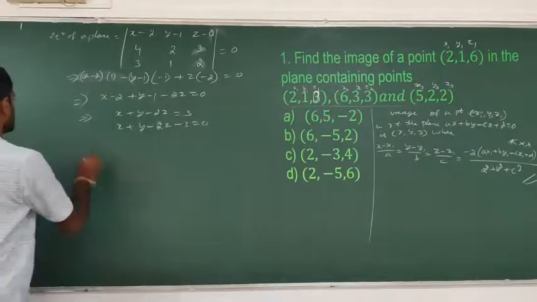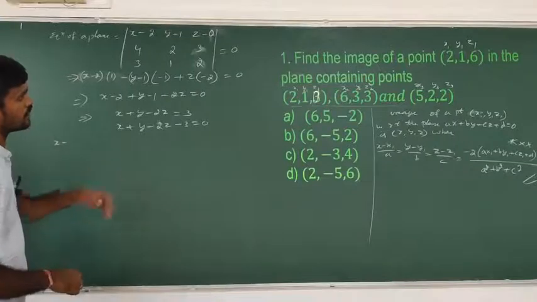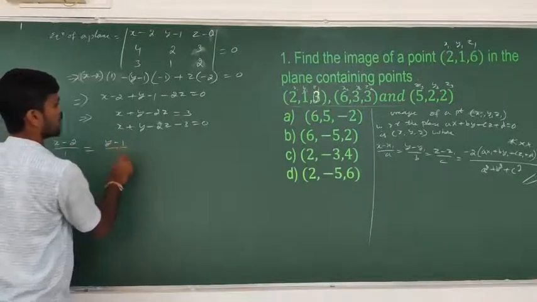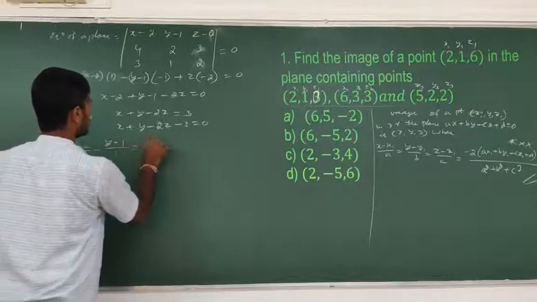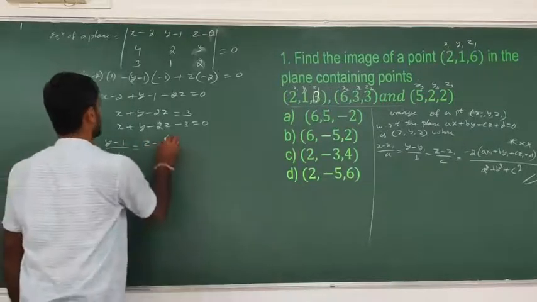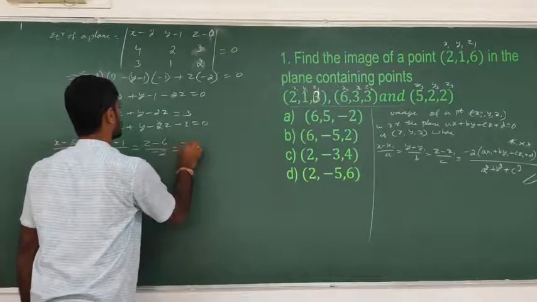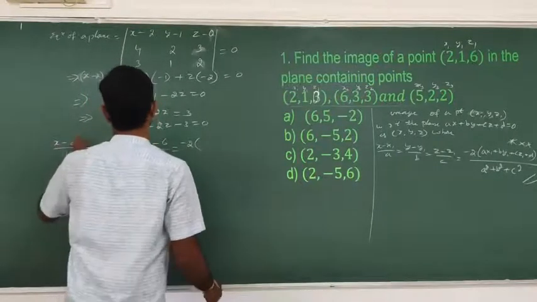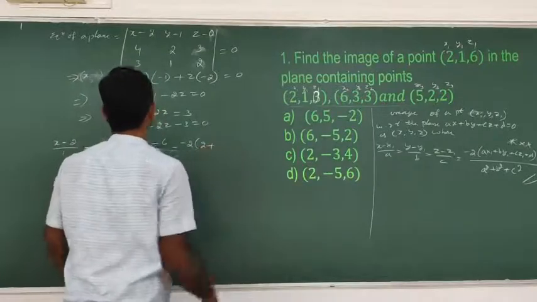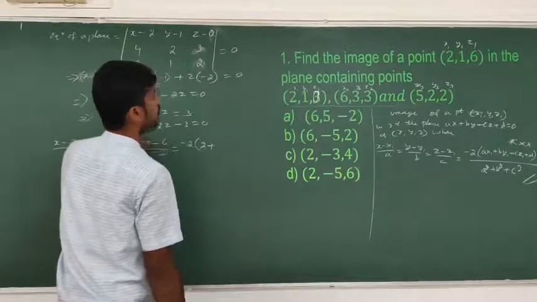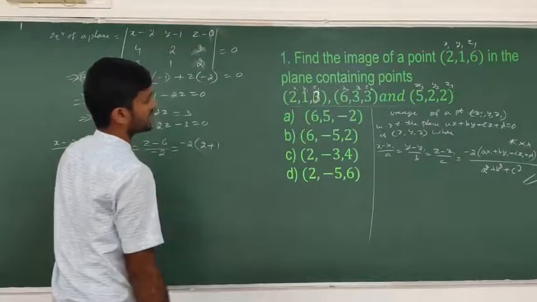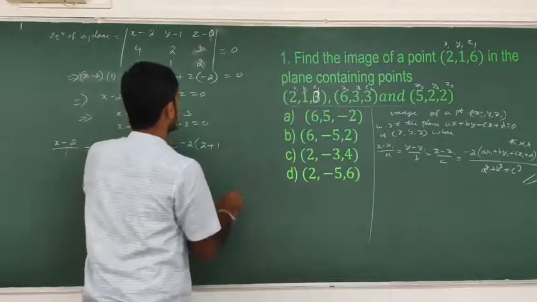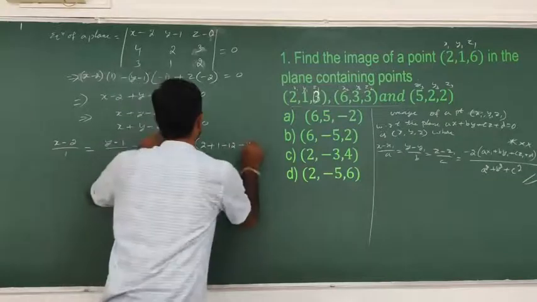Okay, now x minus x1 is nothing but, what is the value of x1? x1 is 2 divided by a is 1, is equal to y minus y1 is 1 divided by b is 1, is equal to z minus z1 is 6 divided by c is minus 2, is equal to minus 2 into a into x1, that is a is 1, x1 is 2, 1 into 2 is 2, next plus b into y1, b is 1, y1 is 1, 1 into 1 is 1, next plus c into z1, c is minus 2, z1 is 6, that is minus 2 into 6 is minus 12.